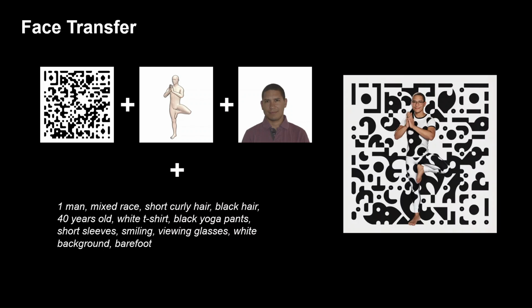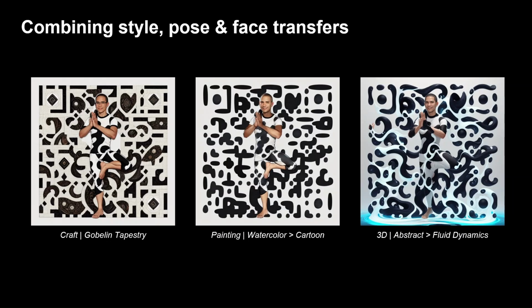So I have the transfer of the QR code, I have the transfer of the pose, the yoga pose, with additional control nets. I have also the transfer of my face with the IP adapter Face ID, and I still have my prompt. So very interesting, because of course now we can combine also, so I can change the style.